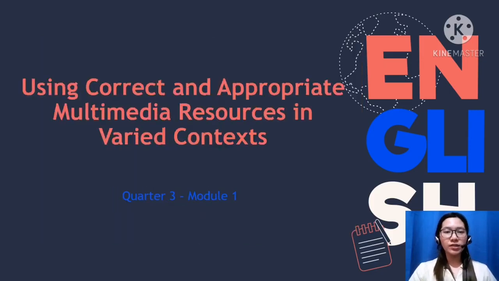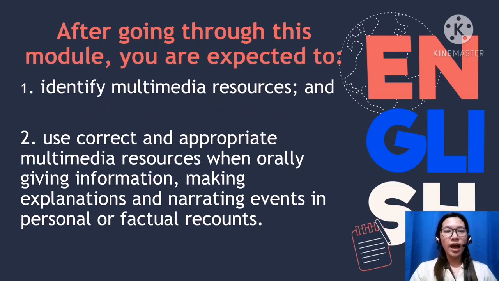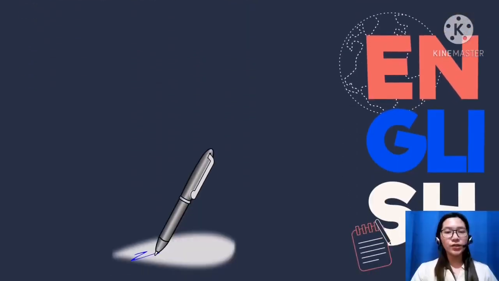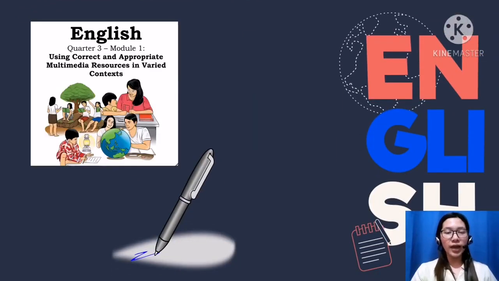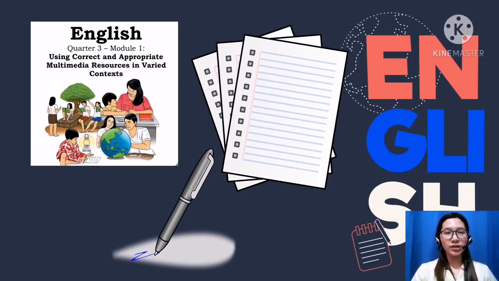So for today's topic, we have using correct and appropriate multimedia resources in varied contexts. After going through this module, you are expected to first, identify multimedia resources. Second, use correct and appropriate multimedia resources when orally giving information, making explanations, and narrating events in personal or factual recaps. So kindly get your pen, module, and paper as we go through our lesson for today.